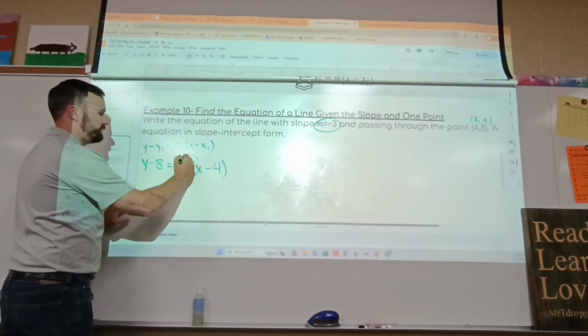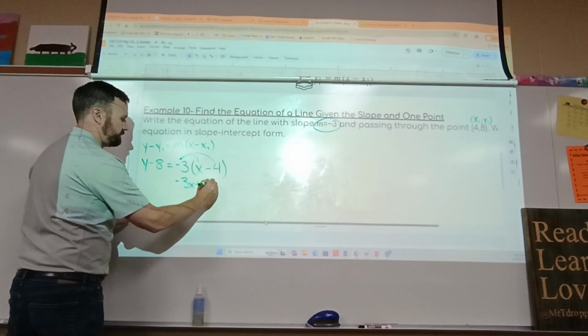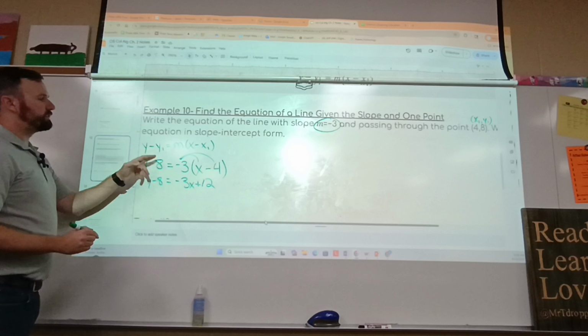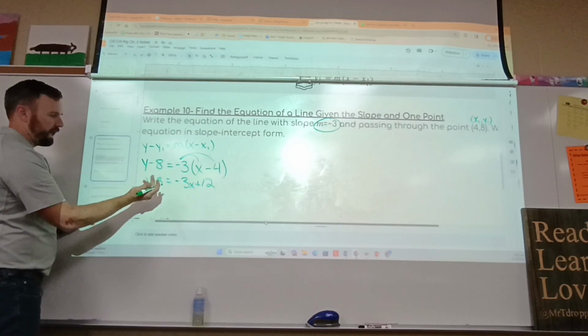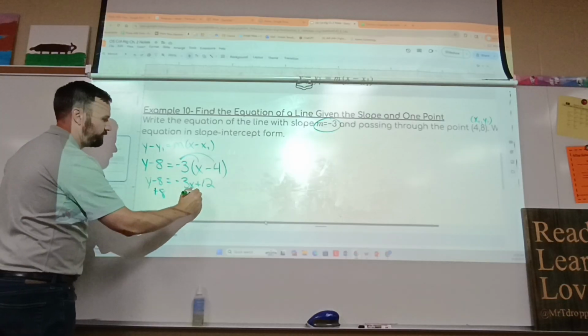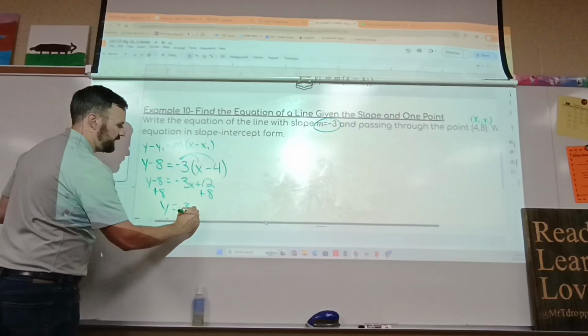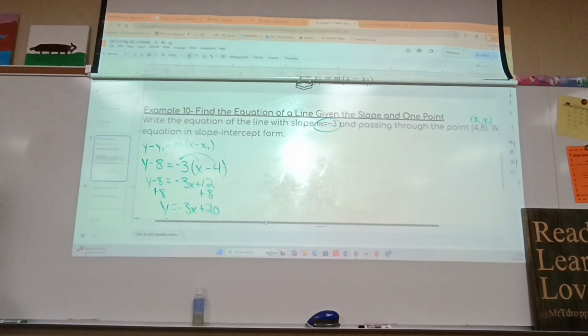So simplify. I distribute. Because honestly, converting, it's always going to be two steps, pretty much: distribute, subtract. We'll add in this case. Add my 8 over. Get y equals -3x plus 20. So now I know my y-intercept's 20. My slope is -3. Okay.